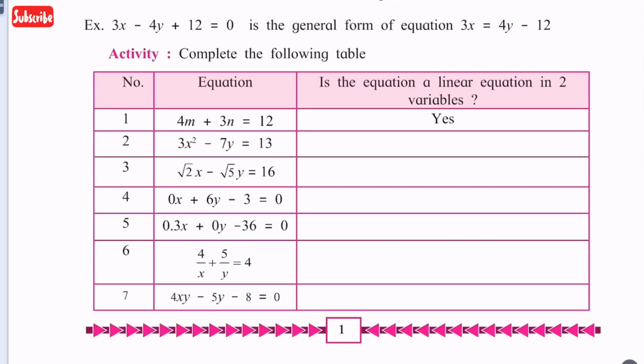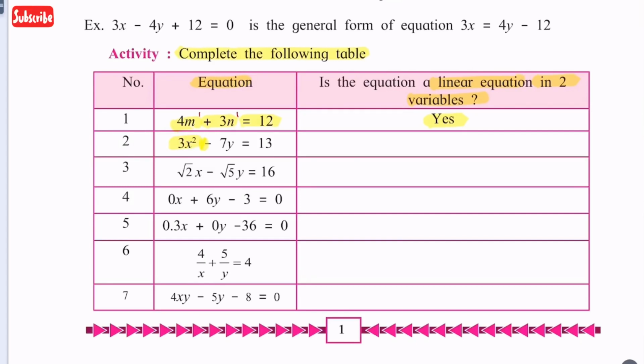Now let us solve the exercise. Complete the following table. We are given an equation and we have to say whether it is a linear equation in two variables or not. Let us see the first one: 4m plus 3n equal to 12. Here the first variable is m, the second is n. a and b are 4 and 3. The power of m is 1, n also 1. So the degree of the equation is 1. Hence it is a linear equation. The answer is yes.